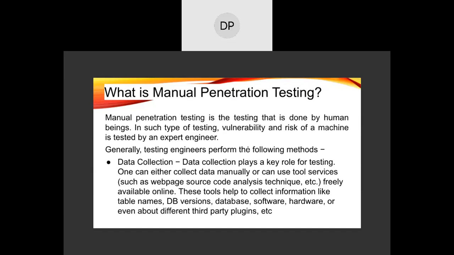One can either collect data manually or can use tool services that are readily available. These tools help to collect information like table name, DB version, database, software, hardware, and even about different third-party plugins, such as Nmap. In Nmap, using option -V, we get information about operating system and versions. There is also a script, --script=http-enum, in order to get information about folders. Then there are also scripts for MySQL and PostgreSQL that you can run to know the table name and DB version.